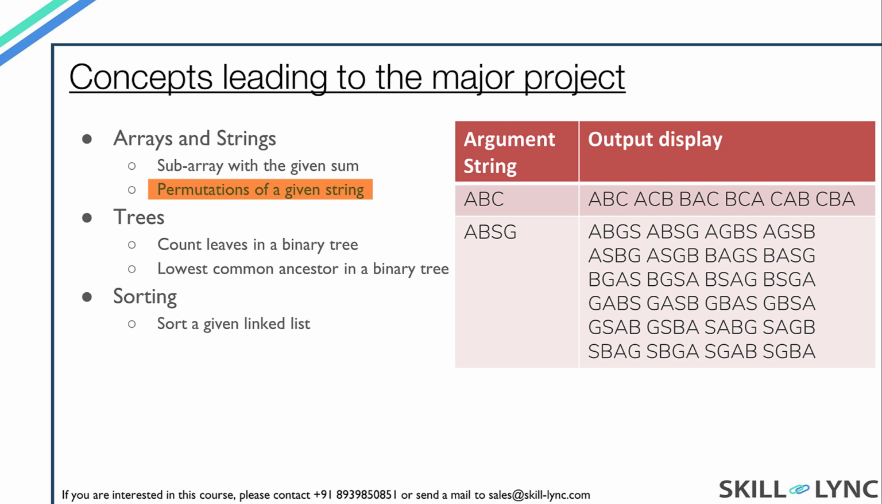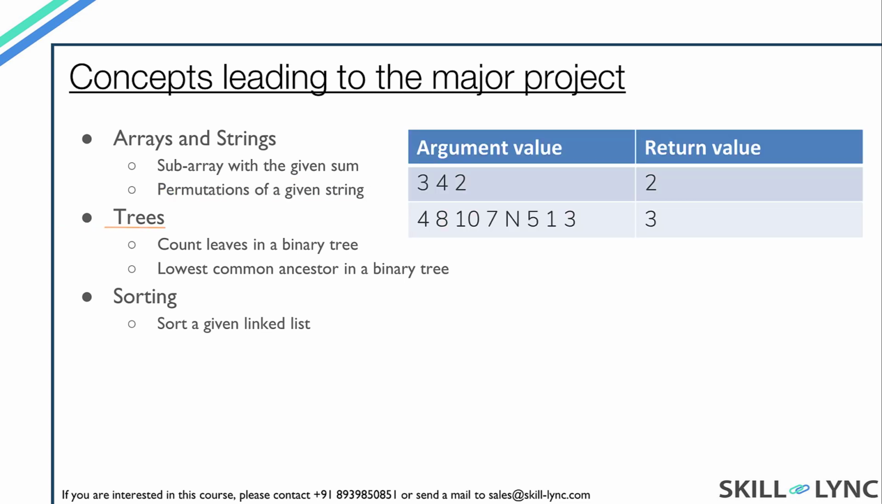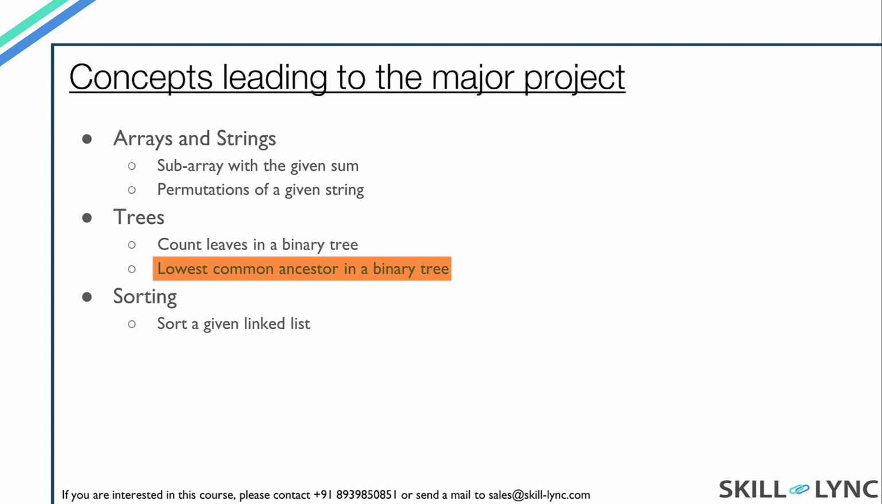The next project is to find all the permutations of a given string of characters and print them out in an alphabetical order. We will then cover two more projects on trees. The first project that covers this topic is to identify the number of leaves in a binary tree. The next project is to find the lowest common ancestor in a binary tree. The goal is to find the last node that has two common parent nodes as N1 and N2, for example.